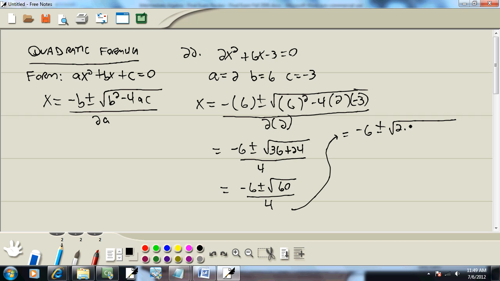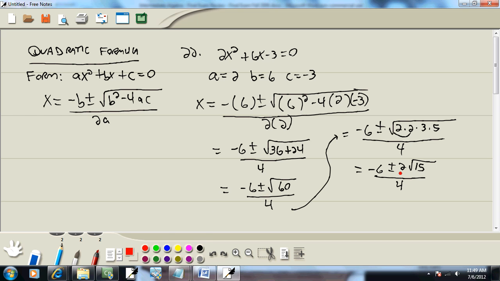60 is 2 times 30, 2 times 15, 3 times 5. Now, remember with the square root, after we do the prime factorization, we're looking for pairs of something. Here's a pair of 2's, so that's going to come out as a single 2. So we got negative 6 plus or minus 2, and then we're left with 3 times 5 inside. Again, you can only bring them out if there are a pair of them, over 4.